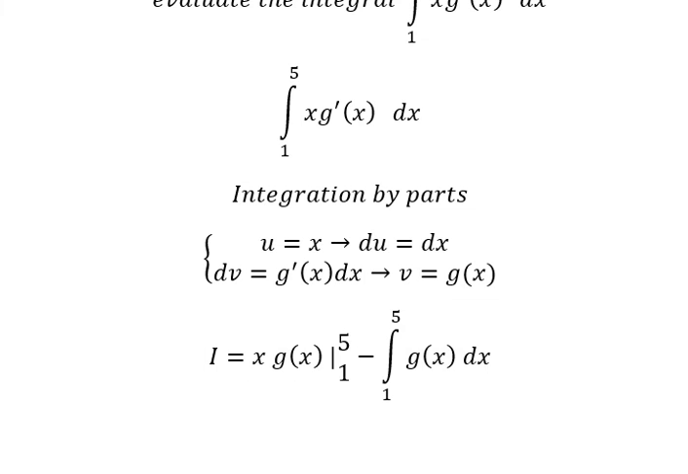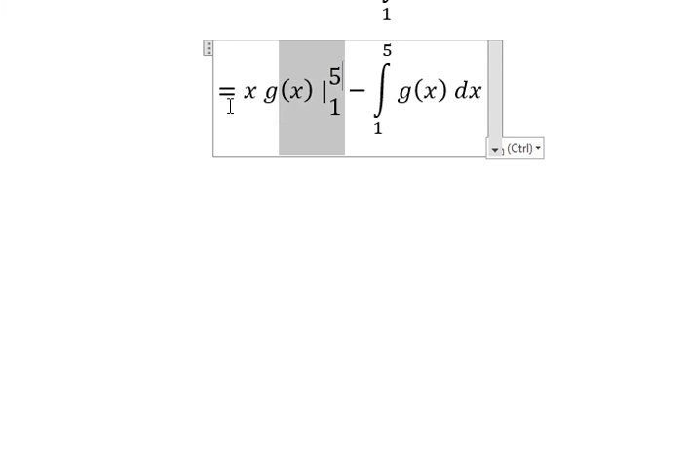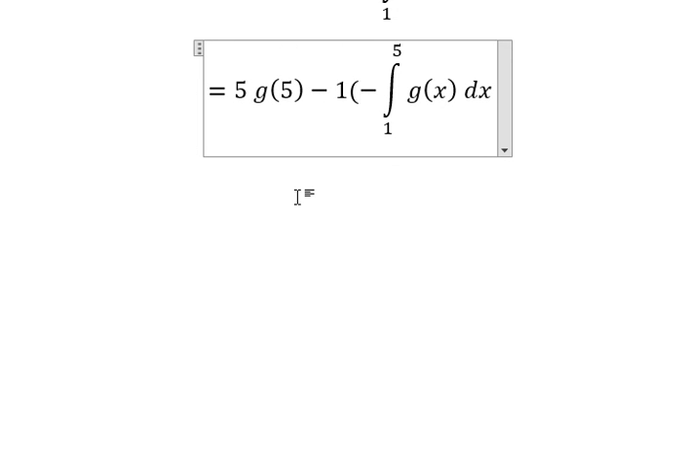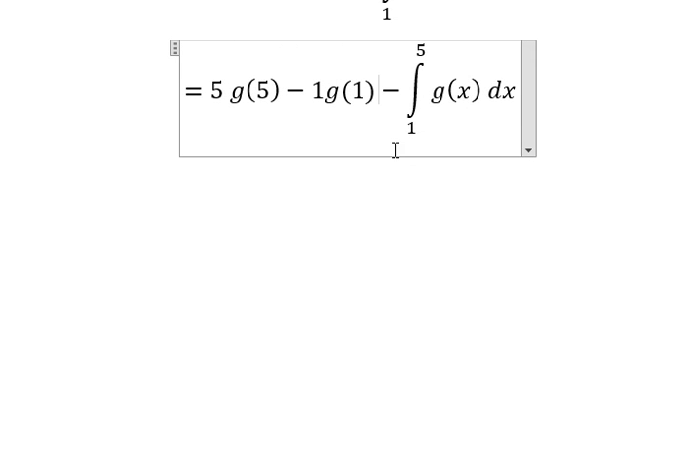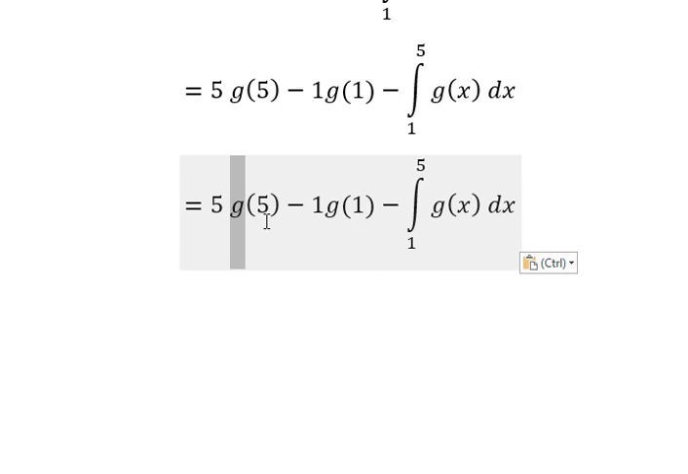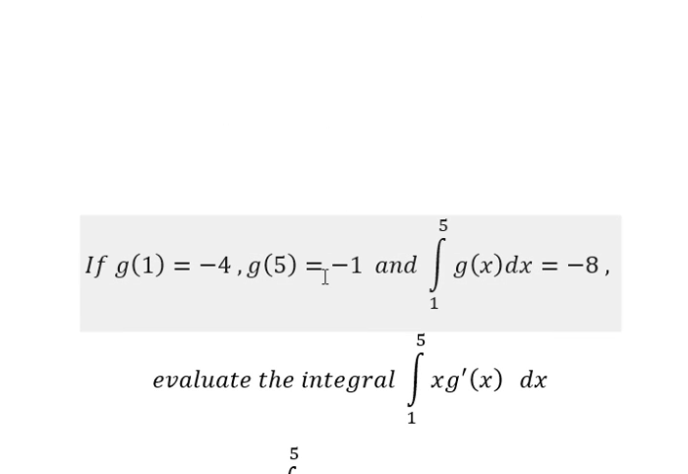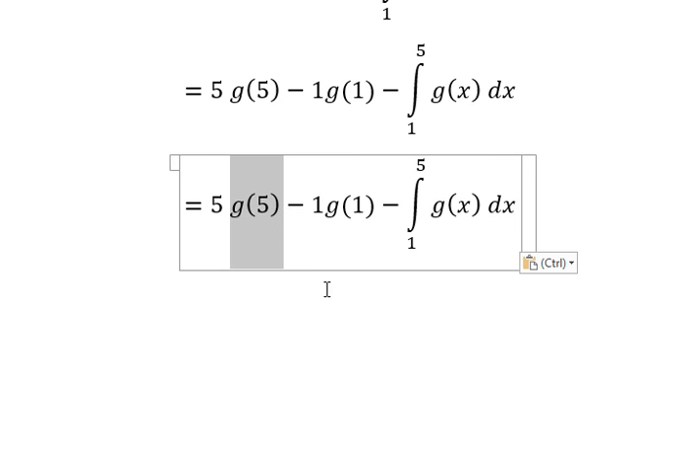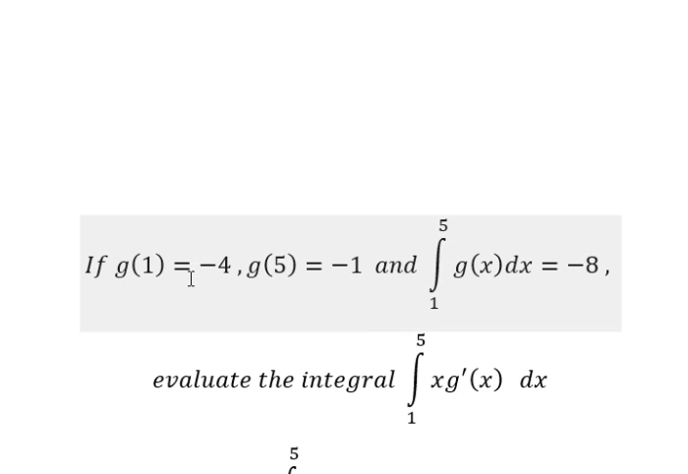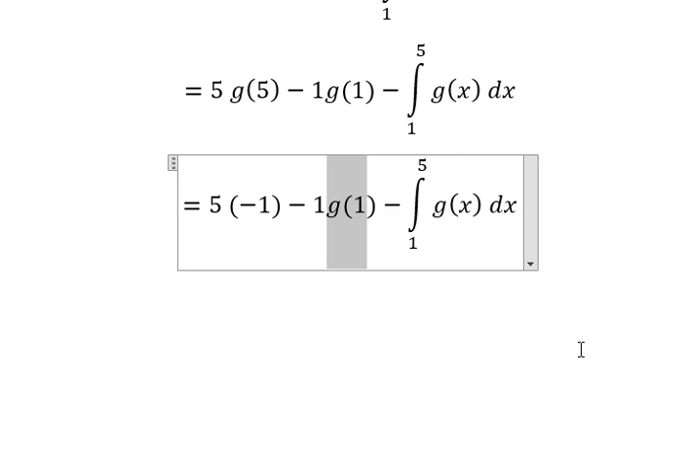So for this one, we put in 5 and then 1 goes here. So that should be like this. Now 3 of 5, that is negative 1. 3 of 1, that is negative 4.